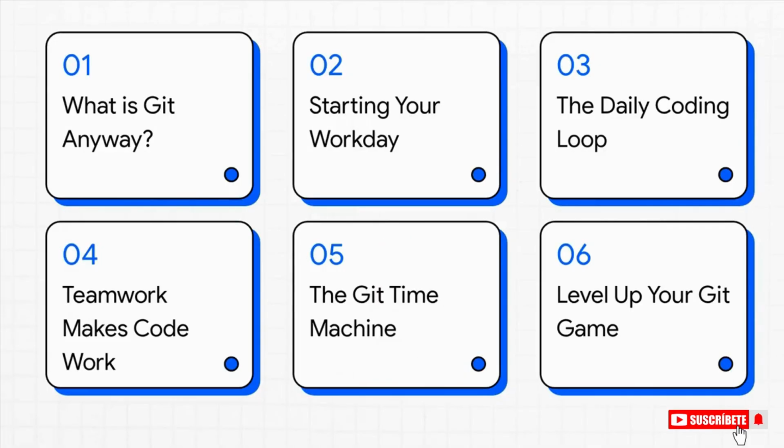Let's dive in. So here's our game plan. We'll kick things off with the absolute basics. What even is Git? Then we'll walk through how you start your workday and get into that core coding loop. After that, we'll see how Git makes teamwork possible. And then for the really cool stuff, Git's incredible time machine features. We'll wrap it all up with some pro tips to really sharpen your skills.